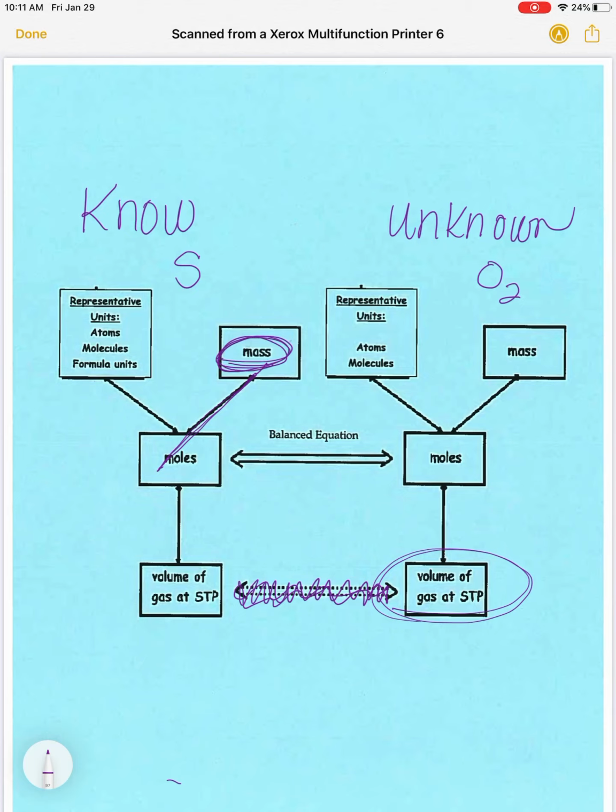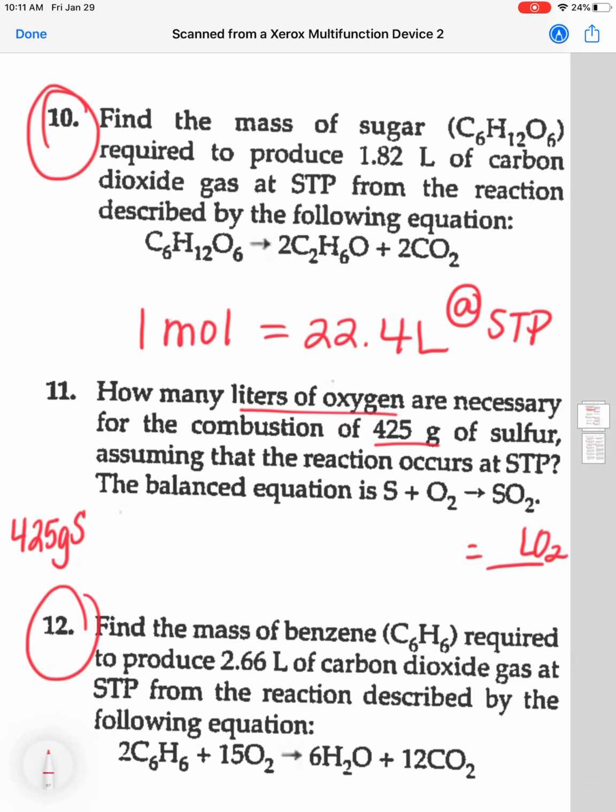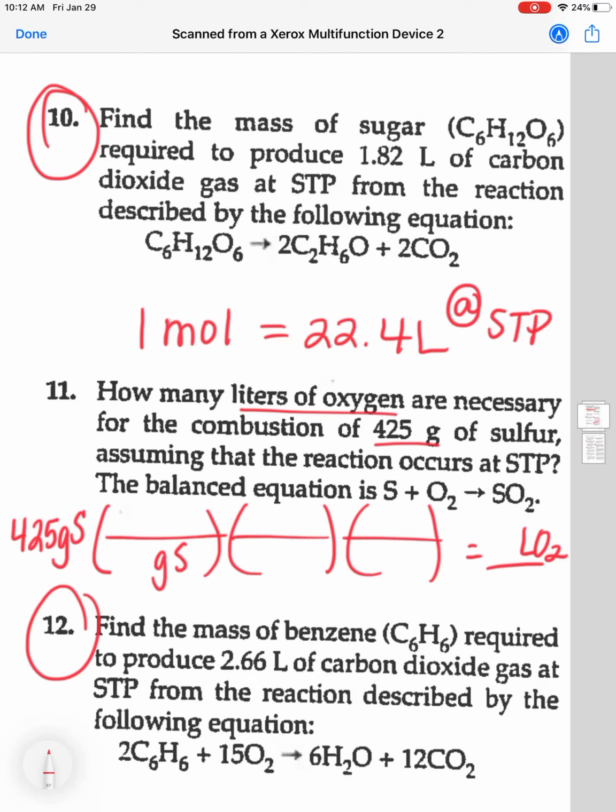So we're going to start with grams of sulfur. We got to change it to moles of sulfur. Then we're going to have to go to moles of oxygen, and then from moles of oxygen down to STP. So that's a 1, 2, 3 step process. All right, let's get our 3 factors. 1, 2, 3.